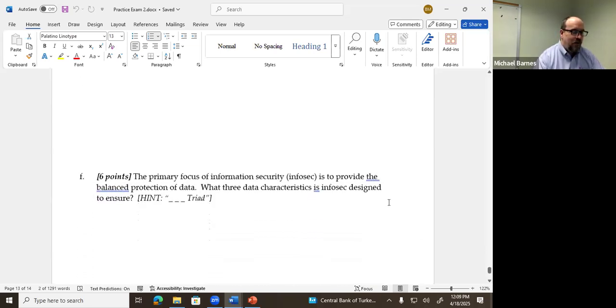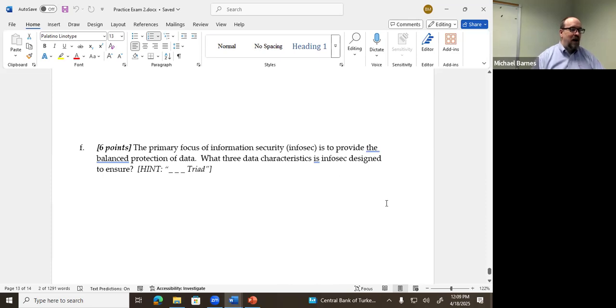Then finally, the primary focus of information security is to provide the balanced protection of data. What 3 data characteristics is InfoSec designed to ensure? I'll give you a little bit of a hint. It's the blank, blank, blank triad. What are those 3 letters? CIA triad, because it's a silly joke that I made in the presentation. It sounded like a government agency working with a criminal agency, okay? Which I know is ridiculous, but if it's ridiculous, it'll help you remember. So what does CIA stand for? Confidentiality, integrity, and availability. Those are the 3 aspects of data that must be met for information to be secure.